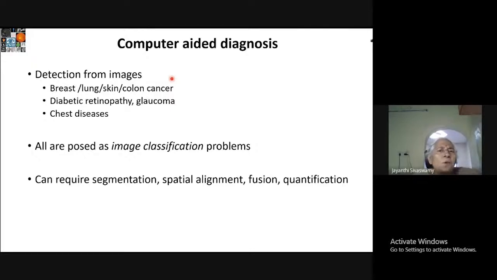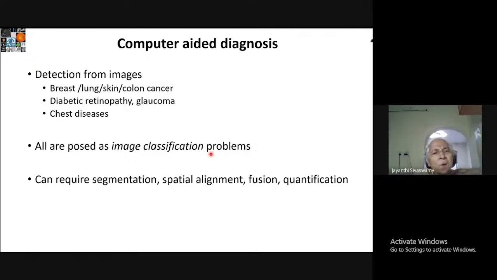How do you solve this? That's because these are also posed as image classification problems. Given an image, the CAD system that you build processes the image and gives a decision on whether it belongs to a normal class or a disease class. Sometimes the disease class can be early, advanced, and so on, but it is still a classification problem.